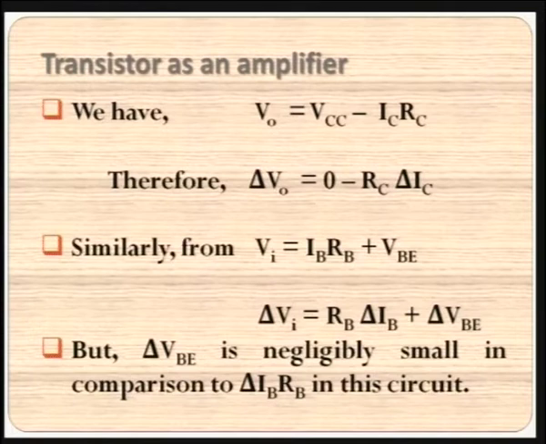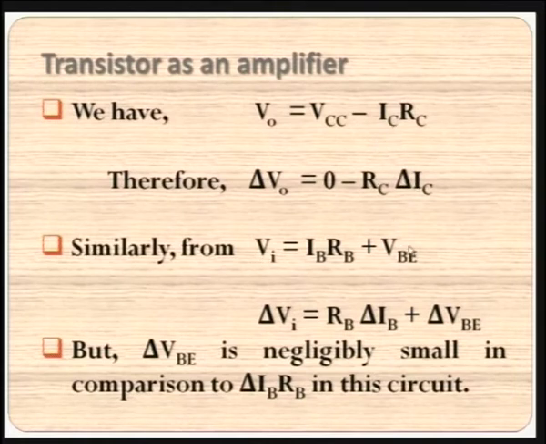These equations are now very familiar. This is Kirchhoff's voltage law applied for the output side, and when we differentiate, we get this as the expression. Because VCC is constant, we have 0 here. In this expression, RC is a constant, so the change in the current alone is highlighted.